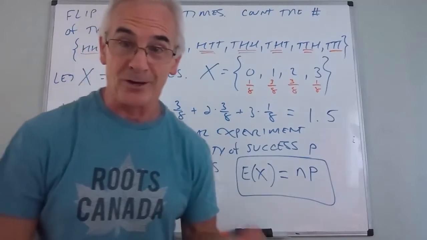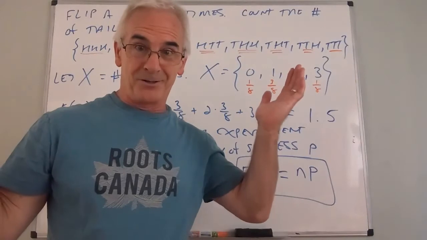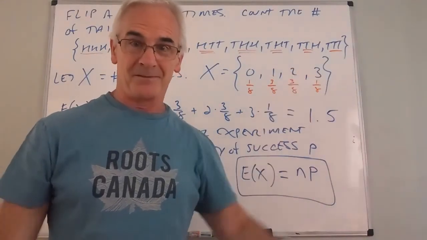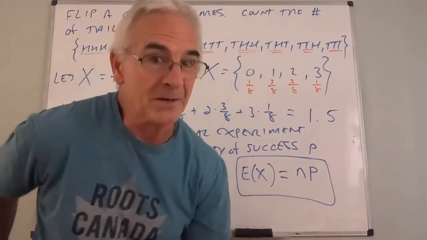So if I flip the coin 10 times and the probability of success is 0.5, I should get 0.5 times 10 tails. That's it. It's actually that simple. But that's only in a binomial experiment.